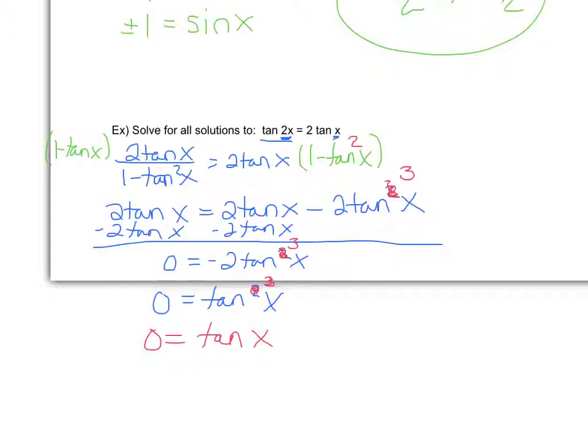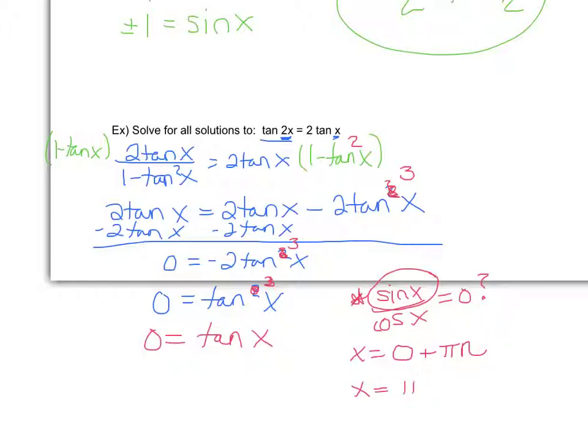So I ask myself, when does tangent of x equal 0? So in other words, when does sine of x over cosine of x equal 0? Which means when does my numerator, when does sine of x equal 0? Well, the first place that sine equals 0 is at 0. Because the period for tangent is pi, I don't have to list the second one. I can just say 0 plus pi n. So x is just going to equal pi n. There's going to be all my solutions, my general solution.